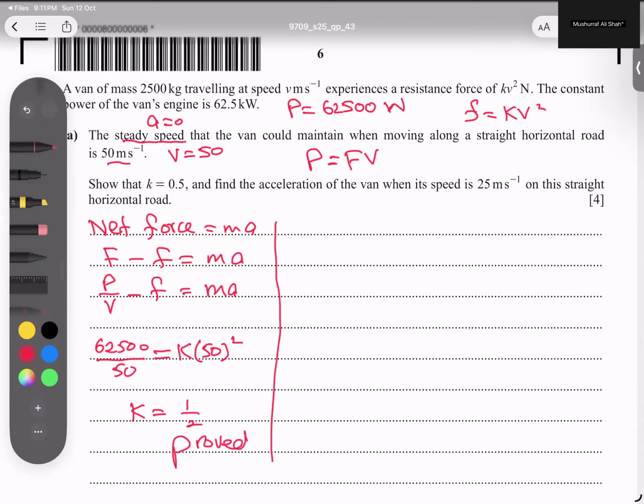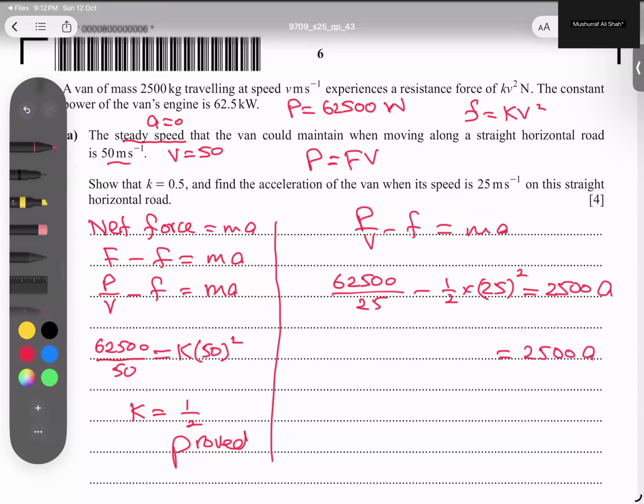So let's talk about the next part. Find acceleration when speed is 25. Same condition, so I apply this formula now: power by V minus friction equals ma. Power is 62500, but speed is mentioned as 25, and friction is kV squared. k value is a half, so I'm writing half, and V is 25 to power 2. Mass is 2500. Acceleration is my job to find, and it is just a matter of typing in calculator.